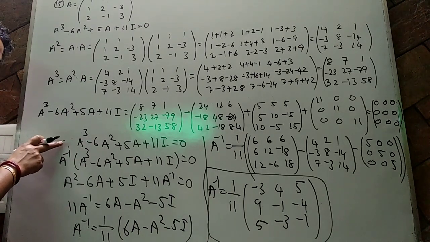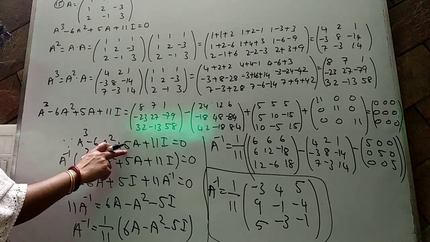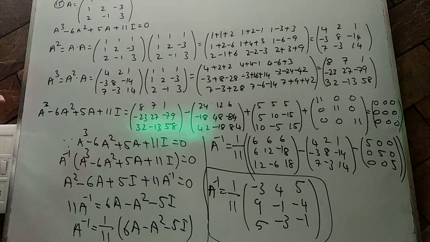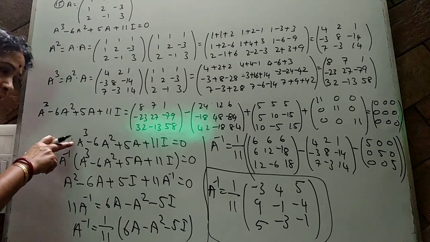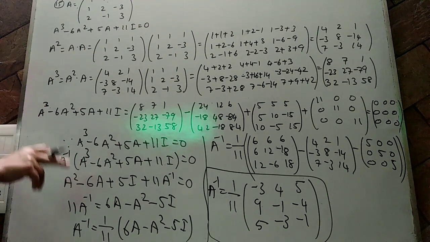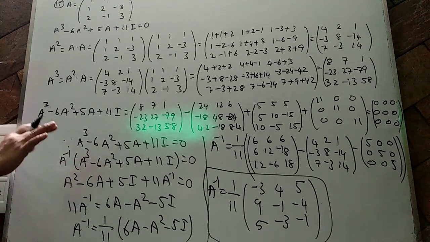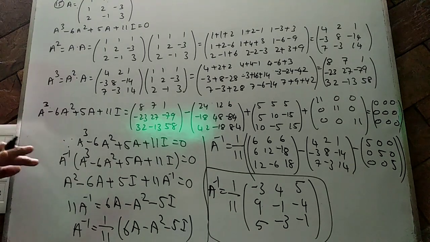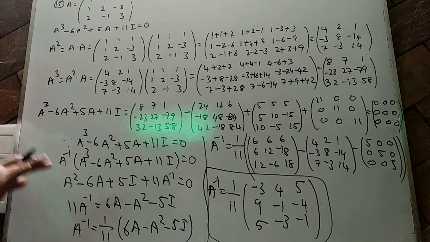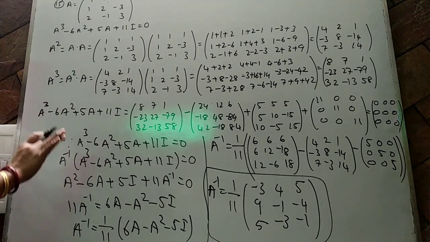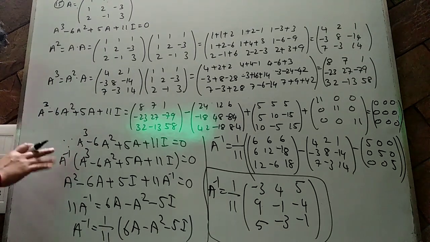So I have written here, since A cube minus 6A square plus 5A plus 11I equal to 0, that we have proved. And hence means, I told you, with the help of whatever you have proved, we have to find A inverse. Not minor, not cofactor, not using elementary operation. Mind it, students frequently make this mistake. And hence means use the previous result, then bring the desired result they are asking.